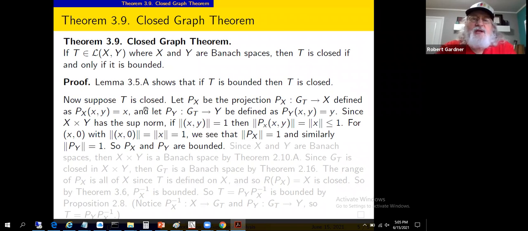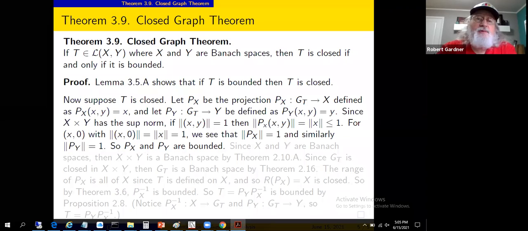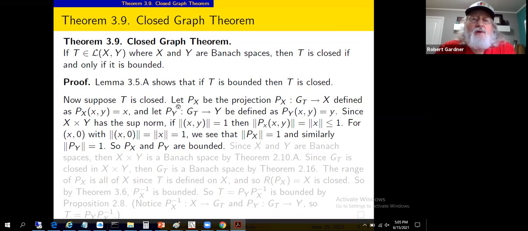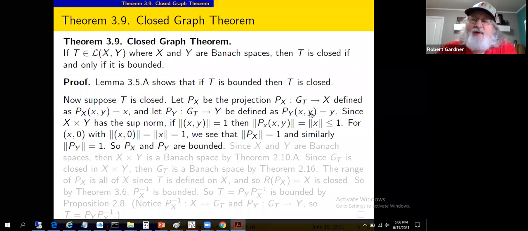What does closed mean to you? It means the graph G sub T is topologically closed. So that's what we get from this. We'll consider P sub X to be the projection that maps the graph of T onto X, defined by simply taking the ordered pair and mapping it to X. Take the ordered pair X comma Y and pull off the first component. Similarly, define a projection onto Y that maps the graph of T onto Y. Let that be defined by P sub Y of X comma Y as simply the Y component of that pair.